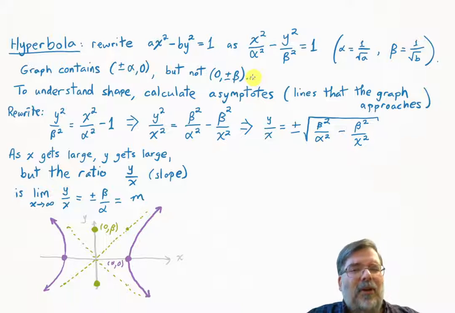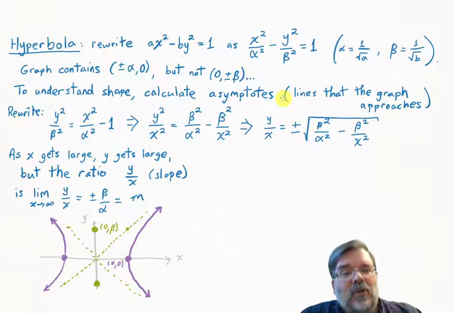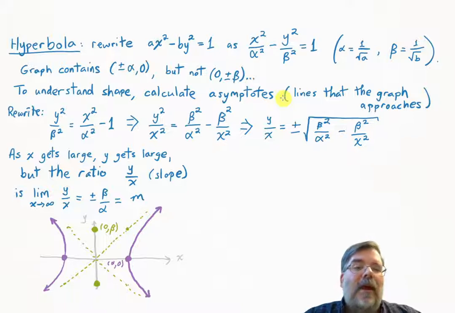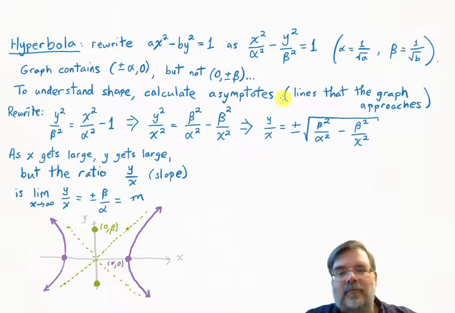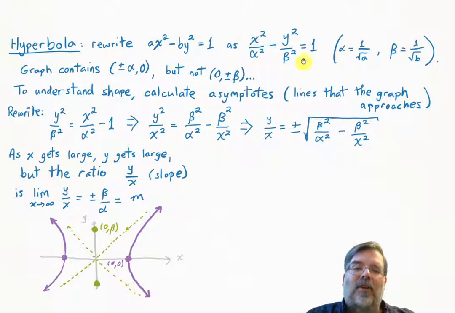So to draw a hyperbola, to really understand its shape, we have to calculate these special lines called asymptotes. And an asymptote is like a line that the curve of the graph slowly approaches. To figure out what the asymptotes are, we need to figure out what the slope of this graph would be, the rise over the run. So we start with this equation, and then we do some algebra. I'm going to move the x squared term to the other side, and then multiply both sides by negative 1. That gives us this rewritten expression.